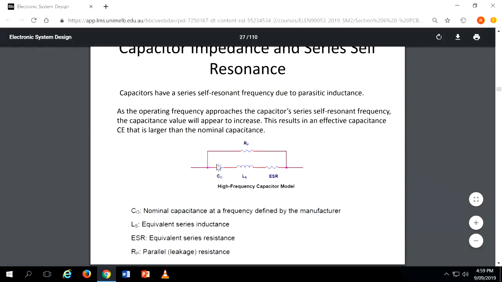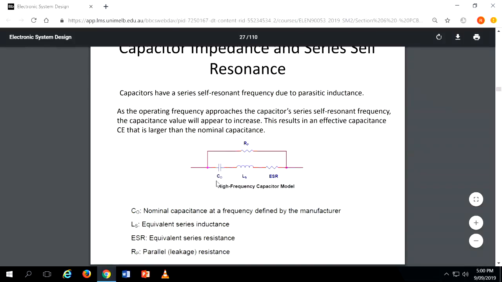The low frequency model means it is only this capacitor. The high frequency model means you have the capacitor, then an inductor, a small resistor, the equivalent series resistance, and then also a parallel resistor. See, so C0 is the nominal capacitance at a frequency defined by the manufacturer. So this is a high frequency representation of a capacitor, and C0 is the value the manufacturer is talking about, for example 2.2 microfarad means that is the value of this C0.